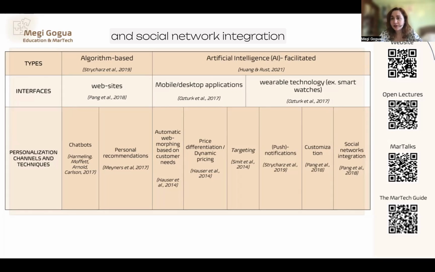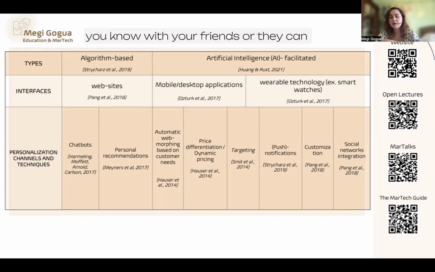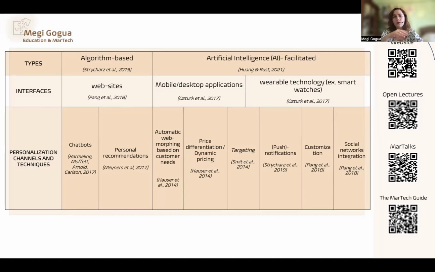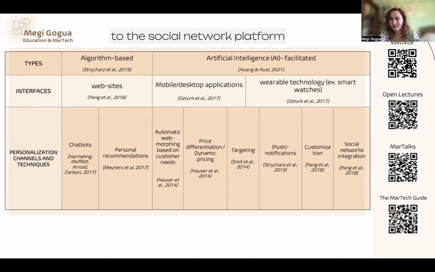And social network integration. So, for example, your actions on social networks can be integrated with an e-commerce platform that further can utilize this way of communication with your friends, or they can share. You can share what you do on your social platform. You can share what you did on the e-commerce platform to the social network platform. And this integration actually has to happen only based on your consent. And only then you can have this sort of cross-platform situation going on. And yeah, that's pretty much it.